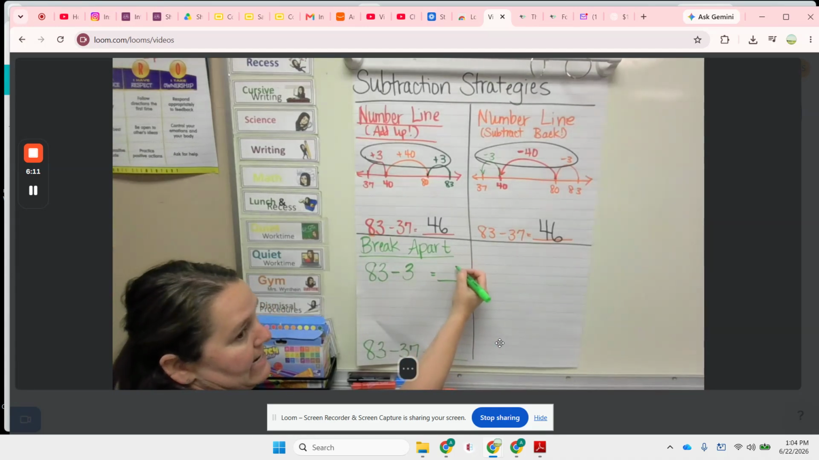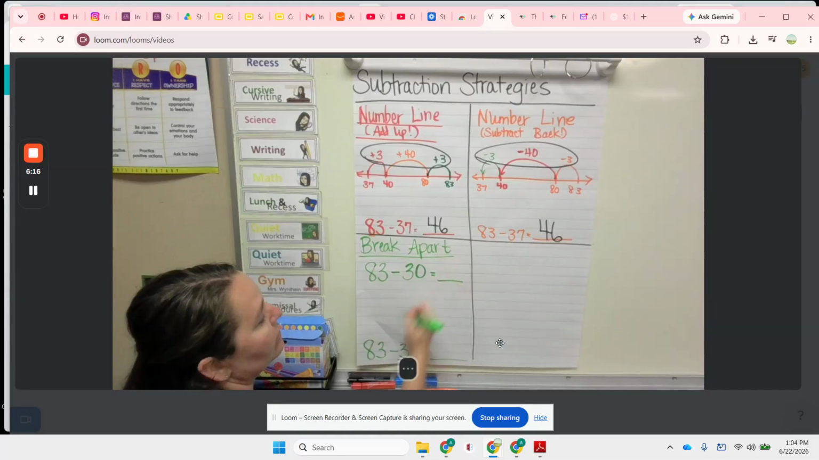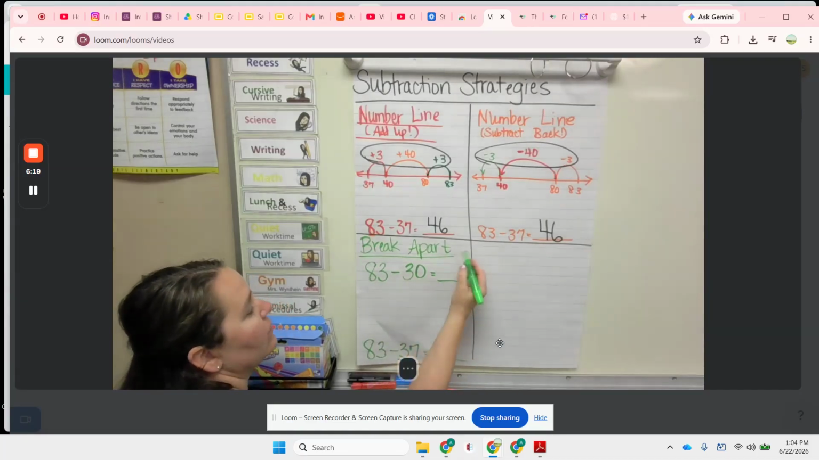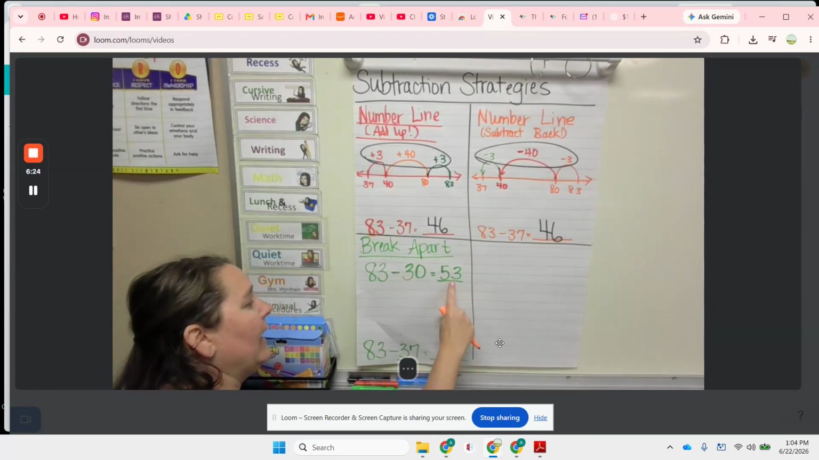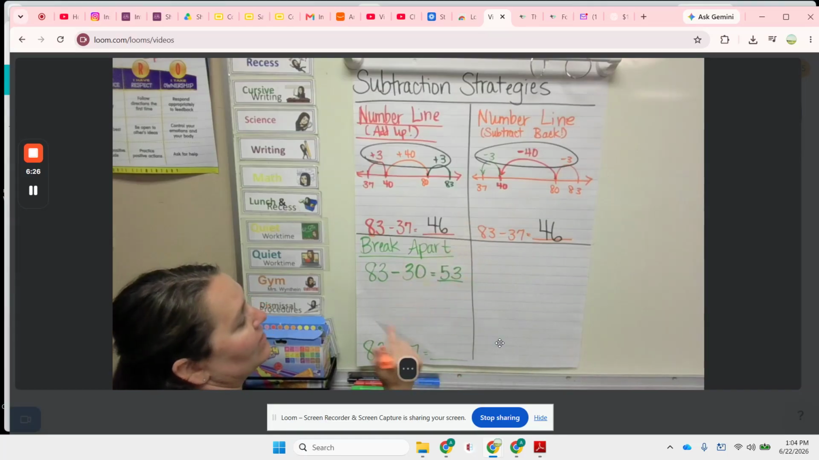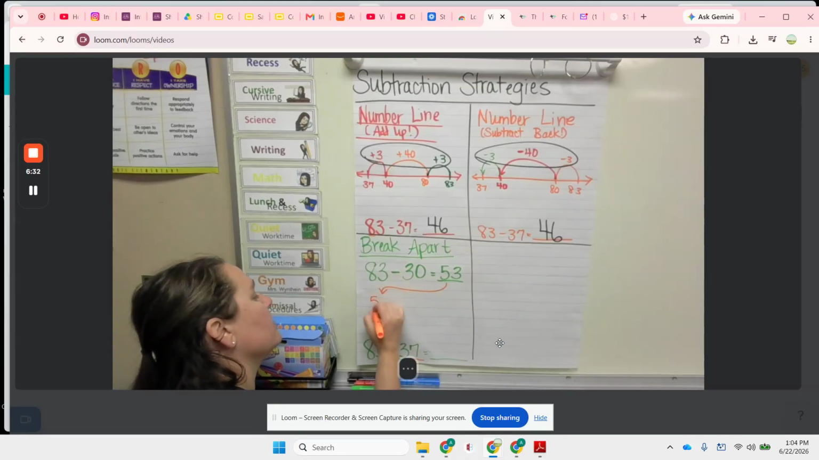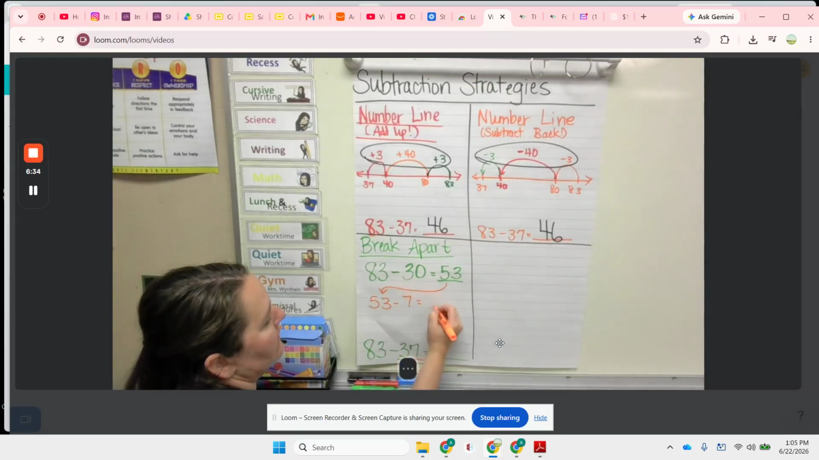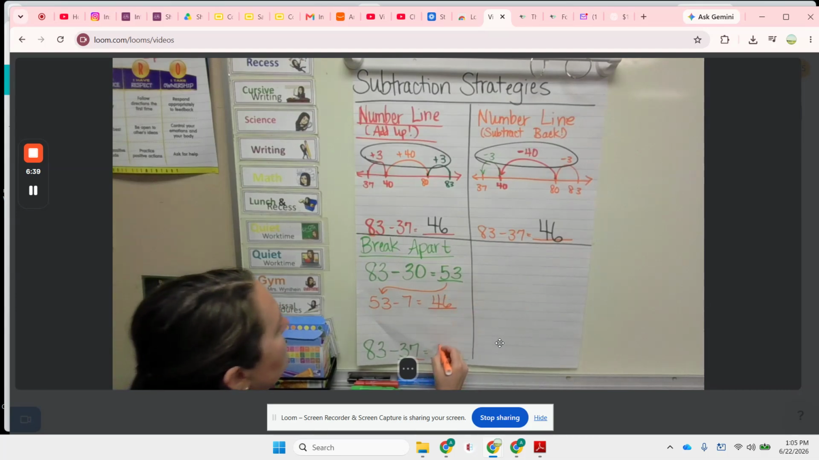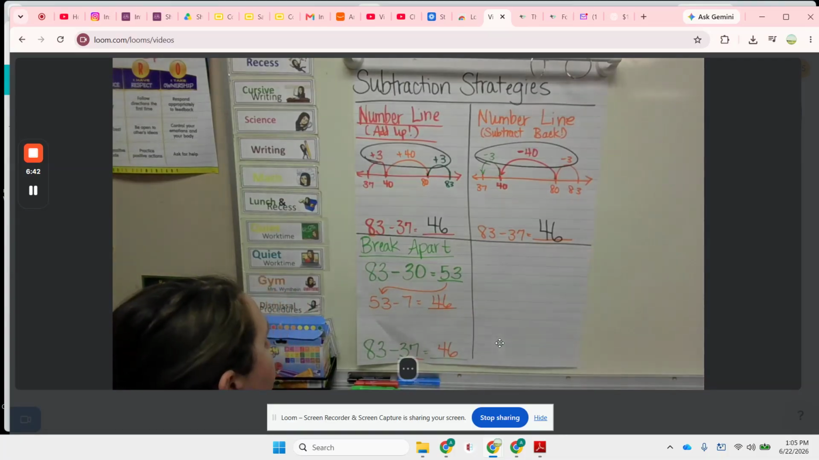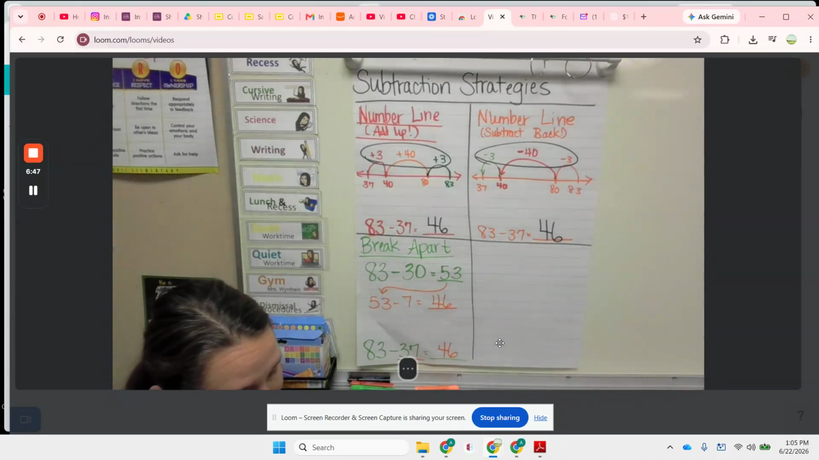So do I just put my 80 here? Hopefully someone speaks up and says, no, the value of your 3 is 30. So you're going to do 83 takeaway 30 and get 53. But I noticed my answer difference doesn't match. So hopefully somebody will mention, well, you still have a 7 in the ones place. So we have to bring down our 53, take away the 7, and that is where you will end up with your 46.